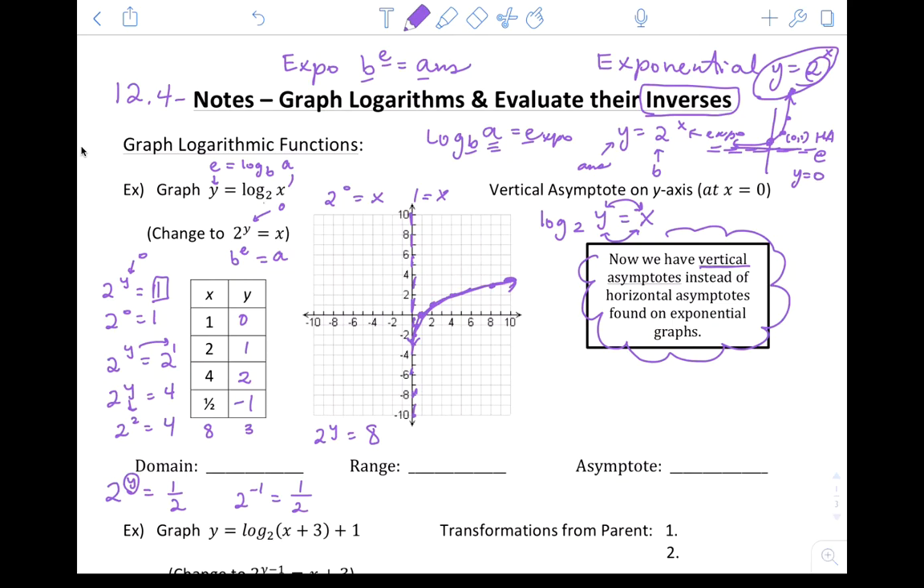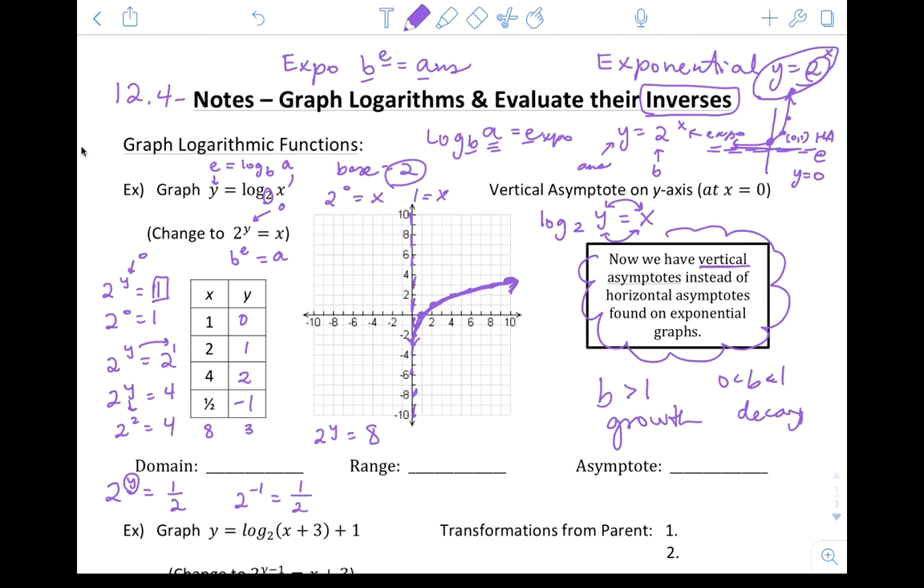Now, another interesting tidbit for you to understand. The base is 2 for this basic logarithm. When we did exponentials back in 12.1, any base greater than 1 was considered a growth, and any base in between 0 and 1 was a decay. Well, this base of 2 is greater than 1. From left to right, is this graph growing? I'm going to go with yes. It's definitely growing.